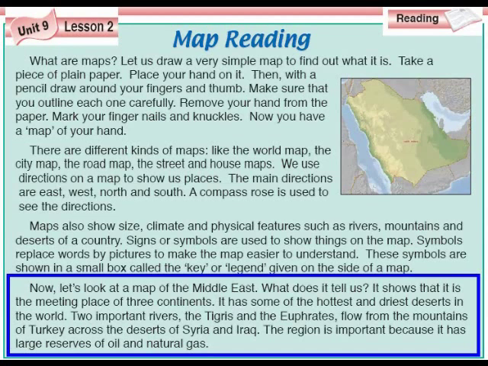2 important rivers, the Tigris and Euphrates, flow from the mountains of Turkey across the deserts of Syria and Iraq. The region is important because it has large reserves of oil and natural gas.